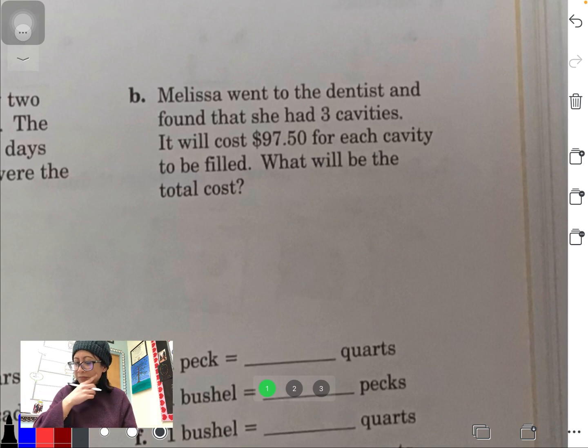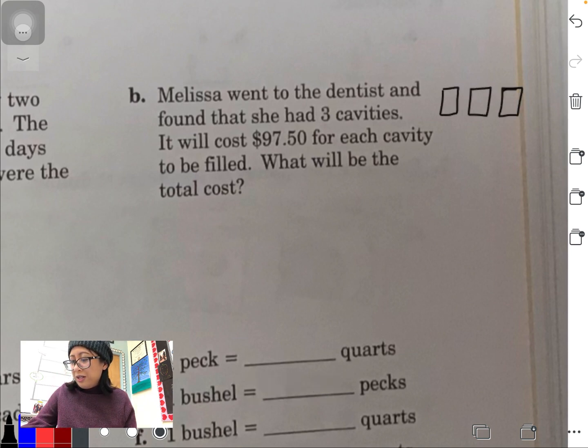But here, she has 3 cavities. All right, I'm going to draw these teeth here, and they've got holes. Now, to fill in 1 tooth, it's going to be $97.50. You know how many games you can buy at GameStop with $97.50? You can at least get 2 games. But you've got cavities, so that's why you shouldn't eat a lot of sweets.